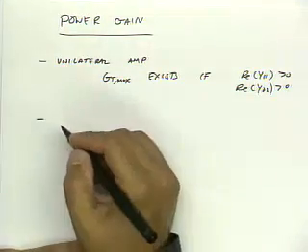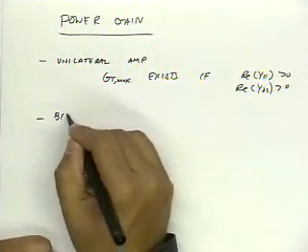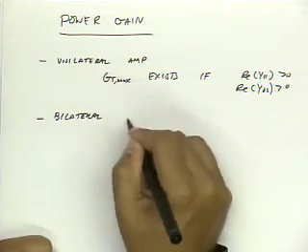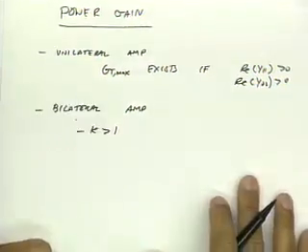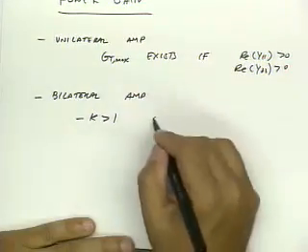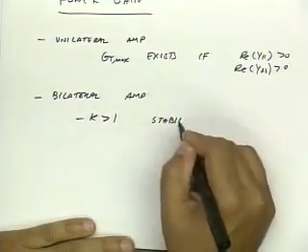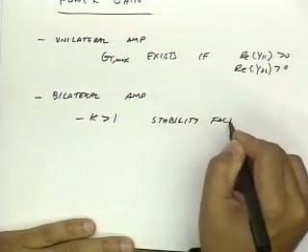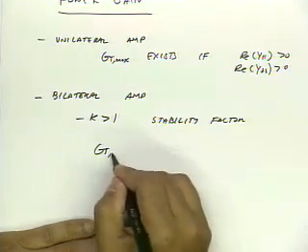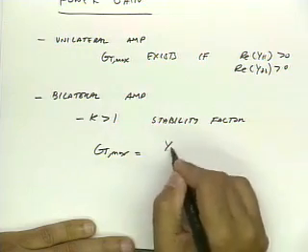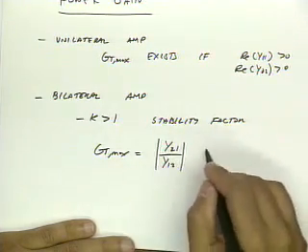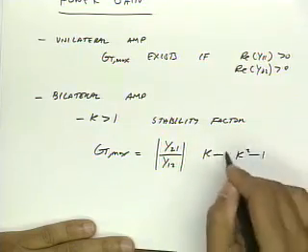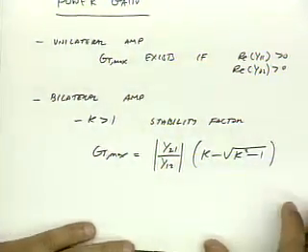On the other hand, if it's a bilateral amplifier, then we have to check K. If K is bigger than 1, stability factor is bigger than 1, then in fact GT max exists, and it's given by the ratio of y21 over y12 times K minus the square root of K squared minus 1. Okay?